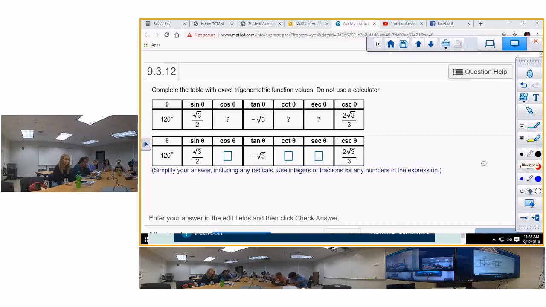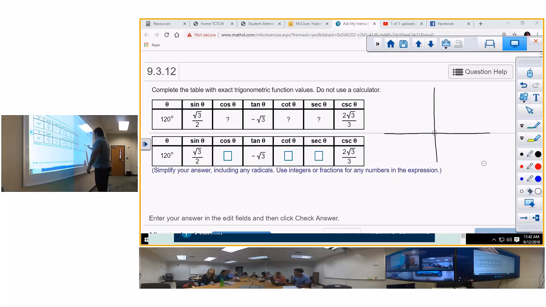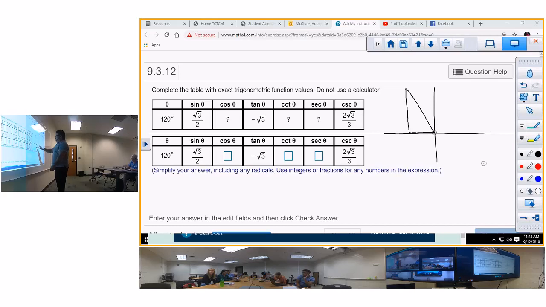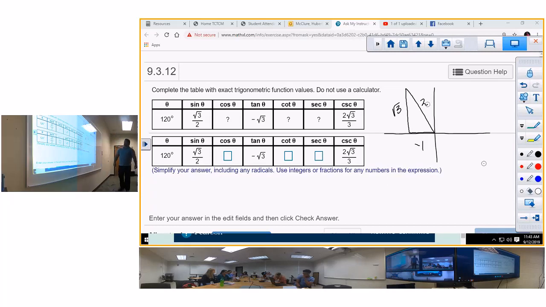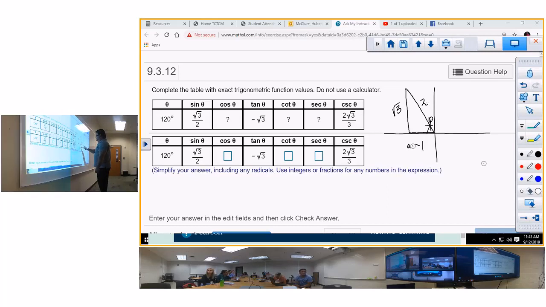So find out where you are. You know that 120 is, I think it's going to be 60. 90 plus 30. Yeah. 90 plus 30, which means 60 degree angle. And that's going to be 1, negative 1, positive square root of 3, and 2. You know that your man is right here. So that's our adjacent, and that's our hypotenuse.